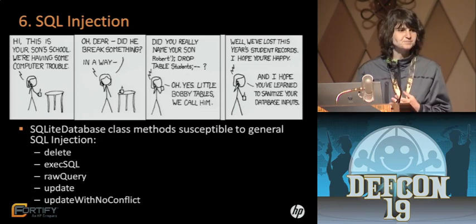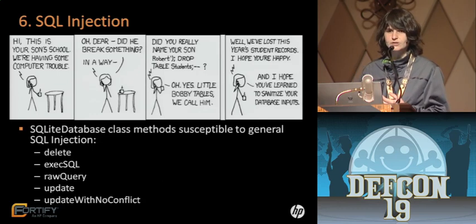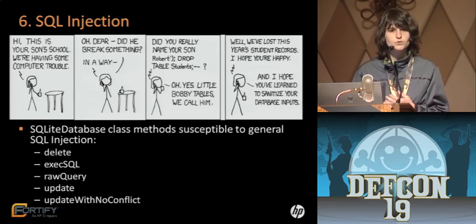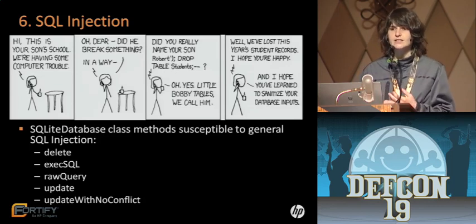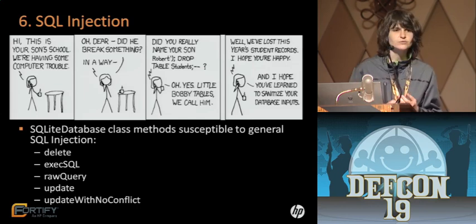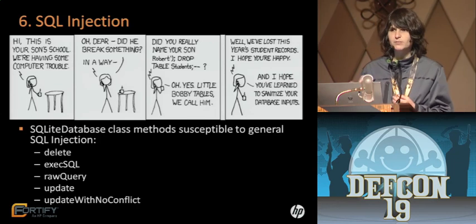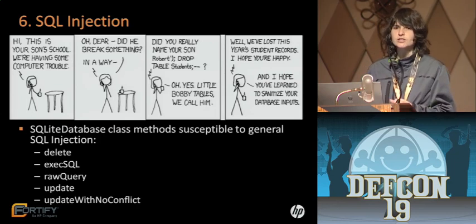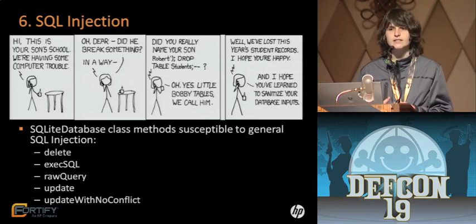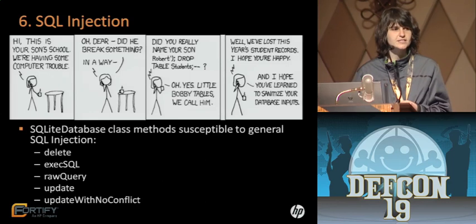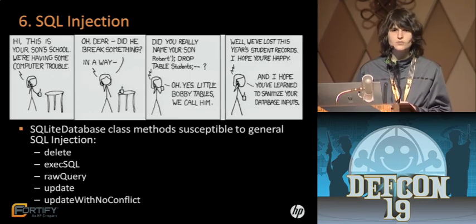And here are some of the APIs in the Google SDK that are susceptible to the regular SQL injection. So here are some methods from the SQLite database class that you should be aware of. In the case of regular web applications, when we think about untrusted input, we basically mean input that comes from outside of the application. So things like something that comes from a user interface or HTTP request.